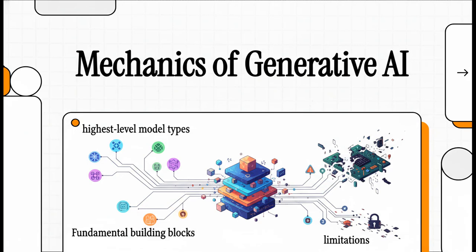In this explainer, we are going to tear generative AI down to its core components. We're starting with the highest level model types and then drilling all the way down to the fundamental building blocks. And yeah, the critical limitations that really define this technology.